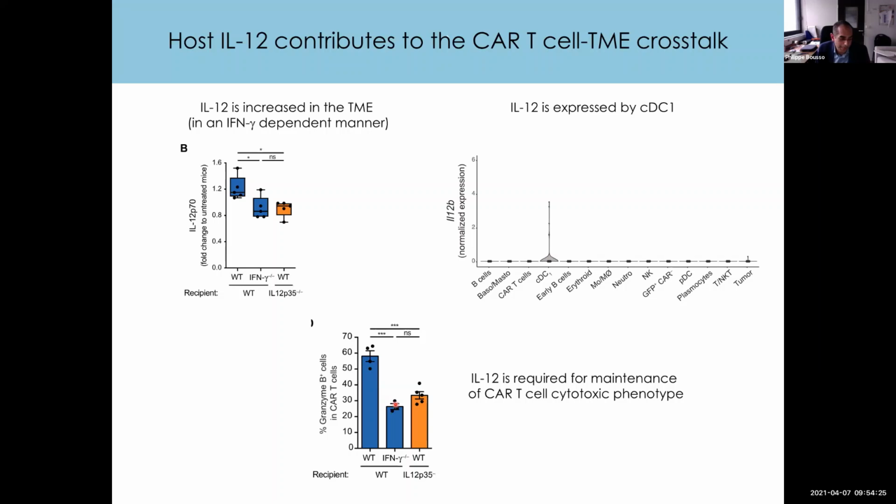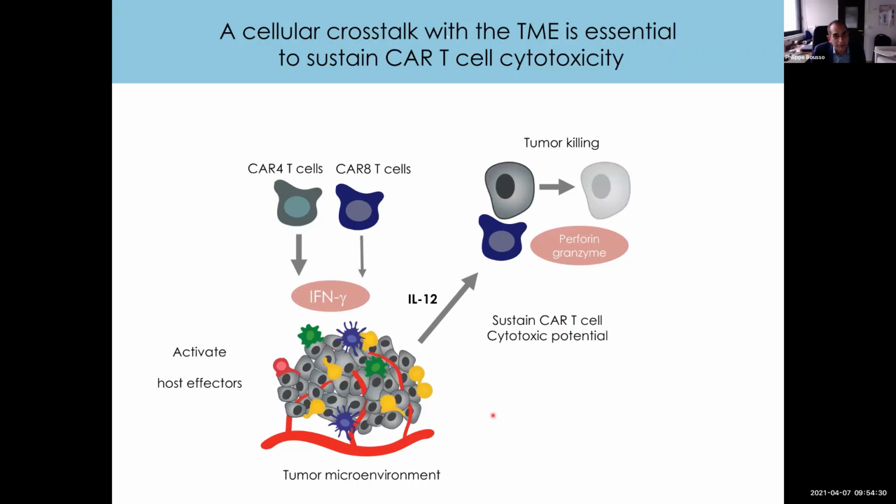So all these data are converging into a relatively coherent model in which, of course, the killing capacity, perforin and granzyme, is essential for the activity of the CAR, but that's not the only function that the CAR need to have. The production of interferon gamma is key for at least two reasons. One is that it will activate the host effector, and that can be, in fact, extremely helpful. And secondly, the tumor microenvironment, by producing IL-12 and possibly other cytokines, will sustain the cytotoxic potential of these CAR T cells.